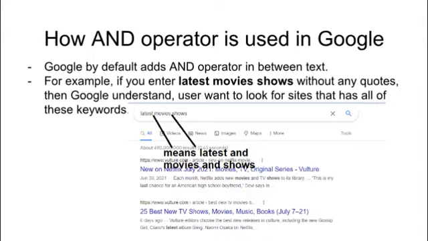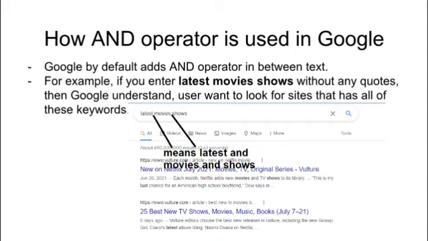In this video, we will understand how Google uses the AND operator to provide better and relevant search results for users across the web. Google is a powerful search engine because of the logical operators it uses to interpret search results. Google extensively uses the AND operator between all search terms that users enter in the search box.